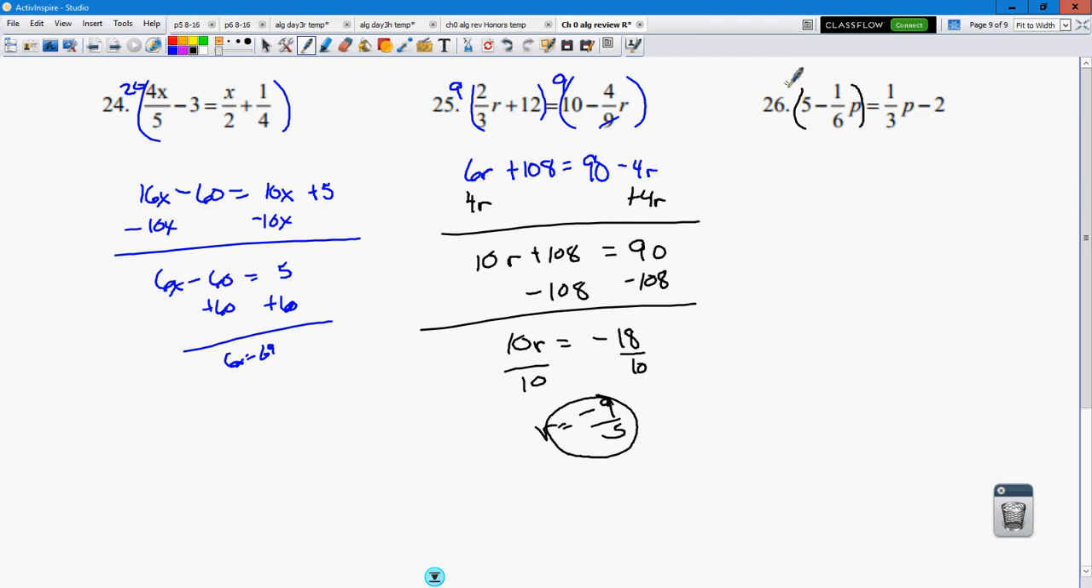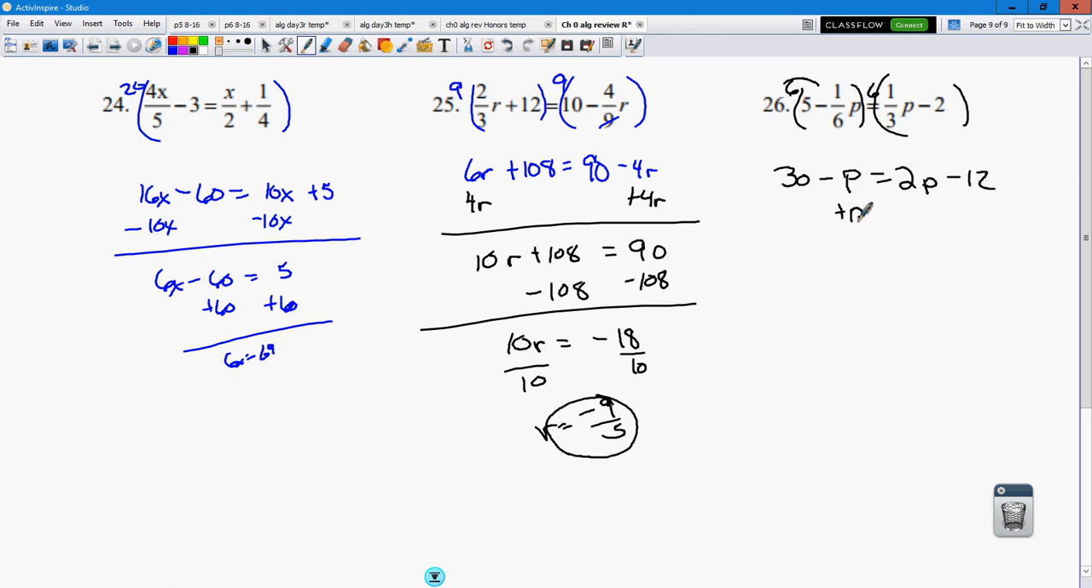I see fractions. Lowest common denominator would be 6. 6 times 5 is 30. But when I multiply it by the next one, it cancels out. Okay. Lost my train of thought. Got interrupted. 6 times 5? 30. The 6 here is going to cancel out, leaving me a negative p. When I multiply this by 6, 3 is going to go to the 6 twice. It's going to give me 2p. When I multiply this by 6, it's going to give me negative 12.